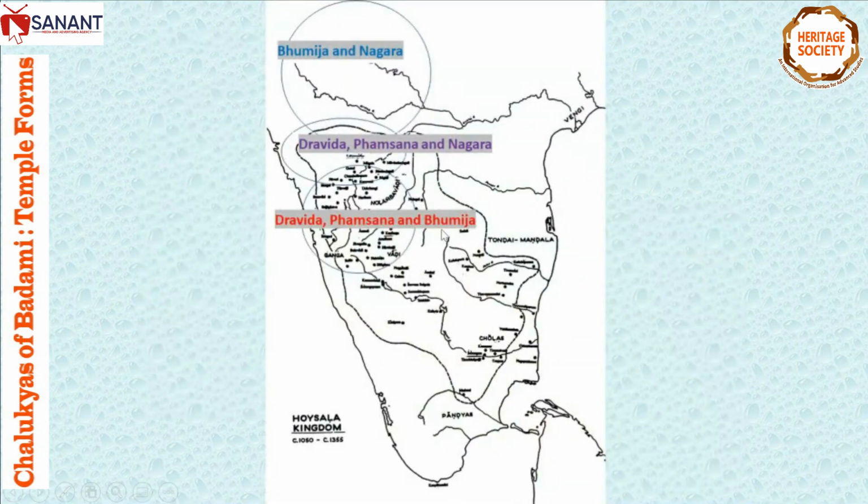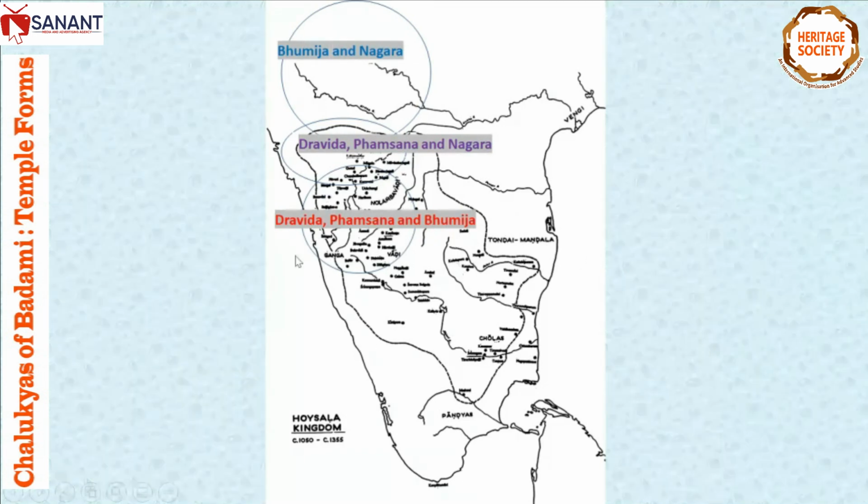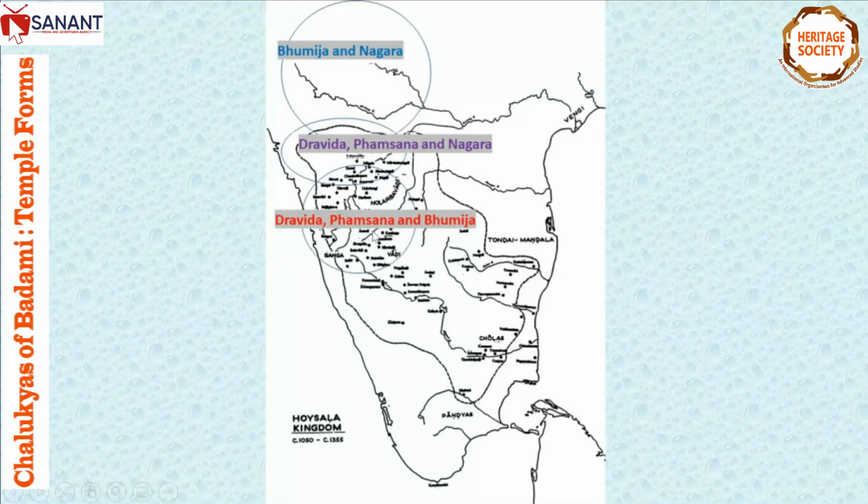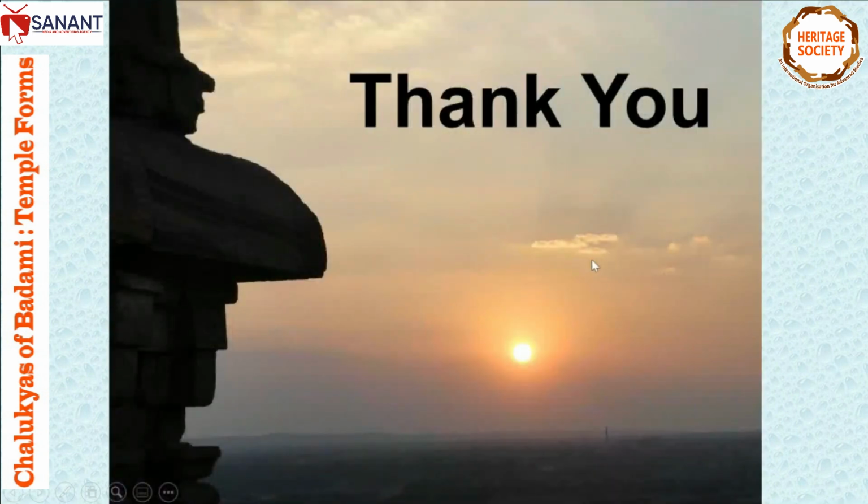So this is the situation between the 10th and 14th centuries. Bhumija Nagara traditions in Maharashtra are very strong. In Karnataka, you have Dravida, Pamsana, Nagara in that order. So Dravida is more, Pamsana less than that, and Nagara still less than that, but they are there very much. Dravida, Pamsana, and Bhumija, here in the lower region. Of course, in that order, Dravida is more, Pamsana is less, and Bhumija is still less. So, thank you very much.